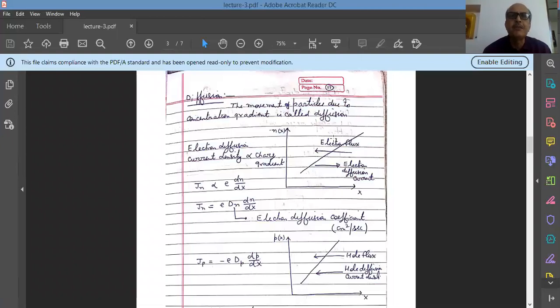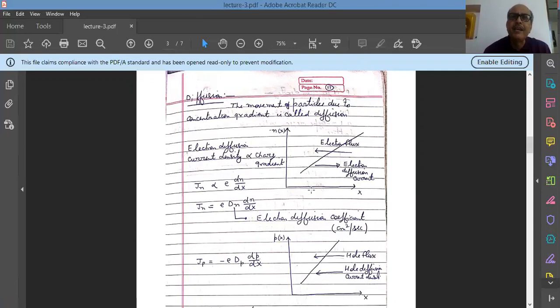The other mechanism of current flow in a semiconductor is called diffusion. If you go into the fabrication of a semiconducting crystal, the electron and hole concentration or doping inside the crystal is never uniform. It's always non-uniform, and this non-uniformity gives rise to the phenomenon of diffusion. Whenever there is a concentration gradient, the movement of particles due to the concentration gradient gives rise to a current called diffusion current, and diffusion is basically the phenomenon of movement of particles due to the concentration gradient.